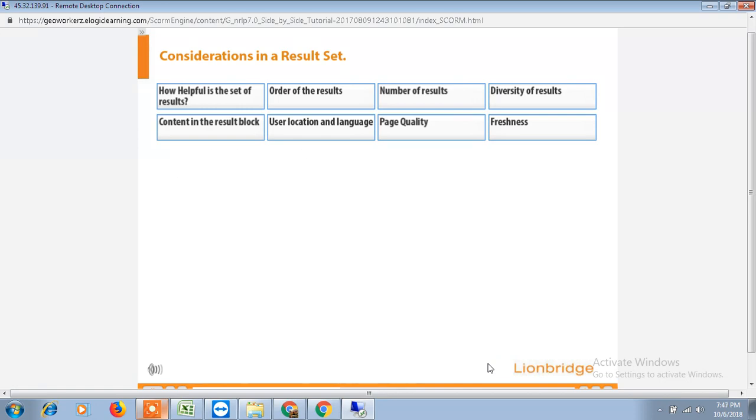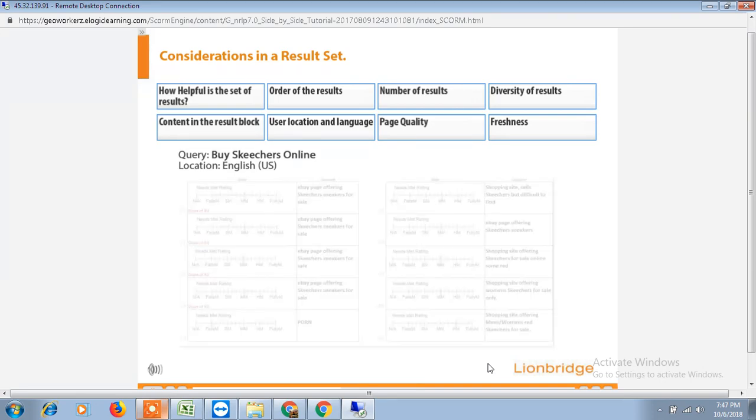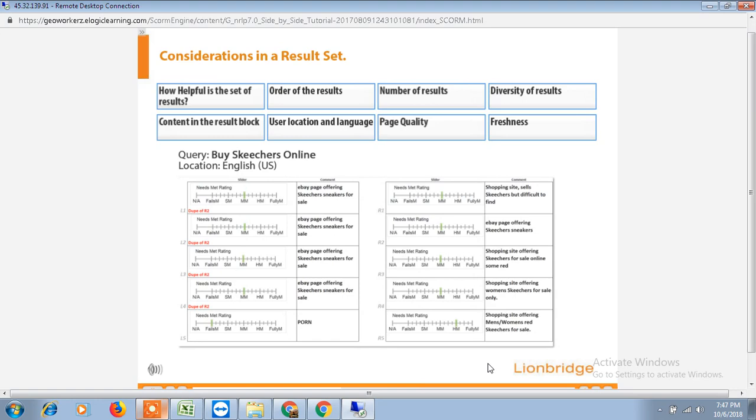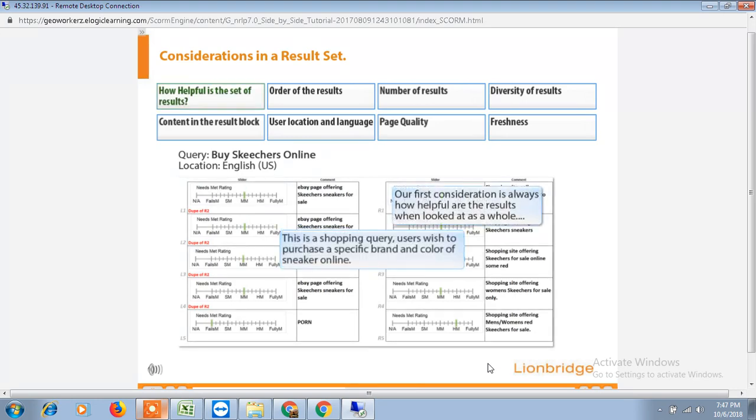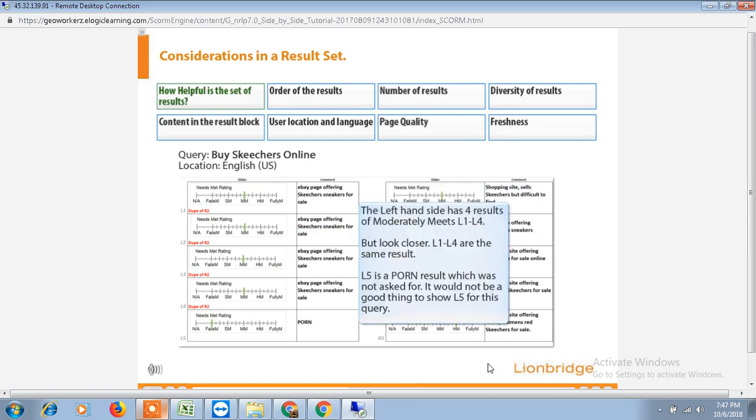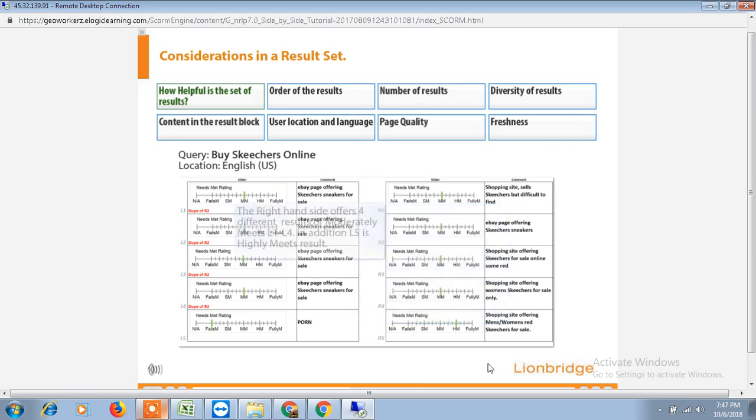How helpful is the set of results? The set of results must be considered as a whole. You cannot just consider results individually. The helpfulness of an individual result may depend on what other results are in the set. True duplicate results may be useless. Near duplicate results may or may not add much value.